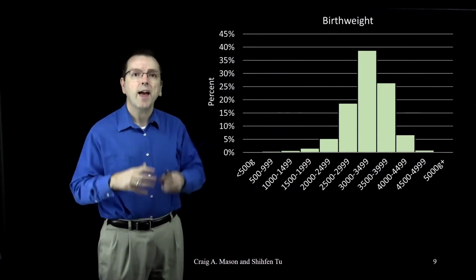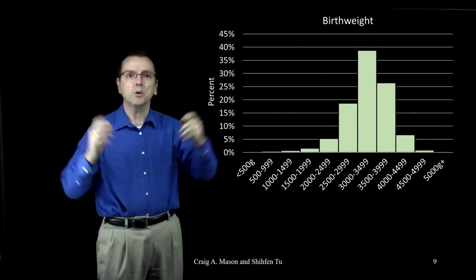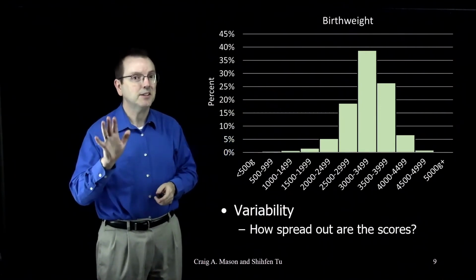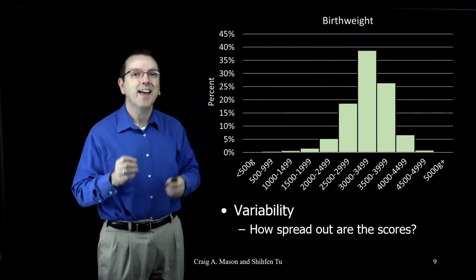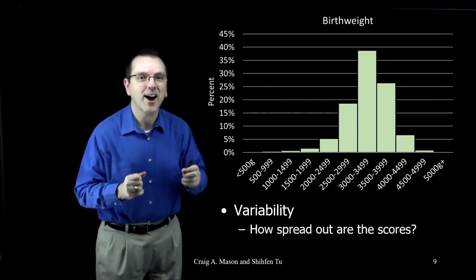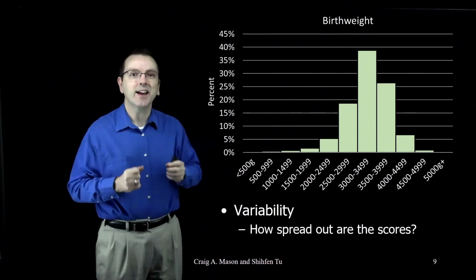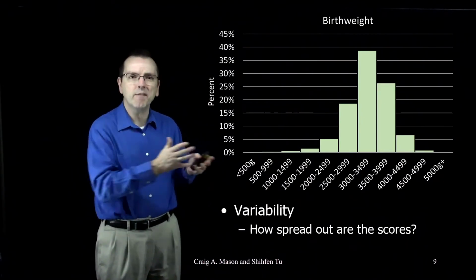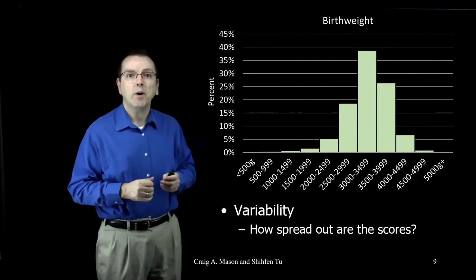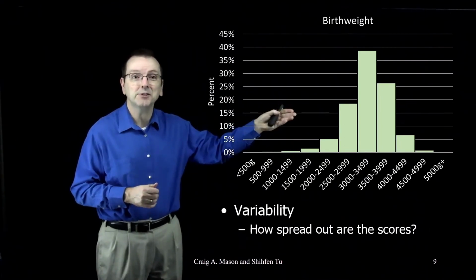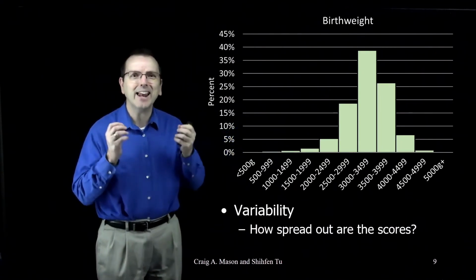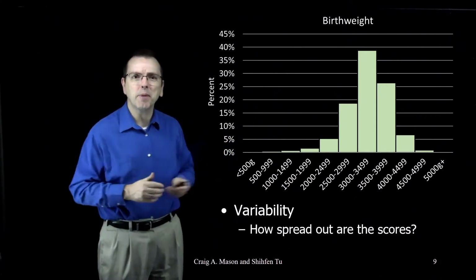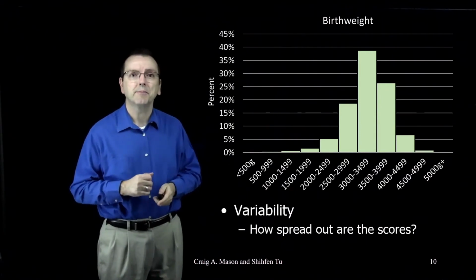Then there's the feature of how spread out the scores are, their variability. In statistics and research, we spend a lot of time thinking about and studying variability. Why are some babies born very low birth weight, while other babies are born 5,000 grams or more? I mean, that's 11 pounds. Oof. What outcomes do we see for babies in both of those groups?